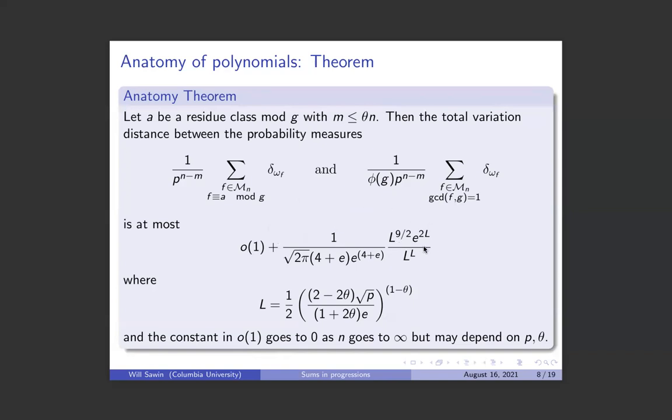So this term has a kind of funky formula. It depends on this variable L, and L, if you view it as a function of p, is like a small power.